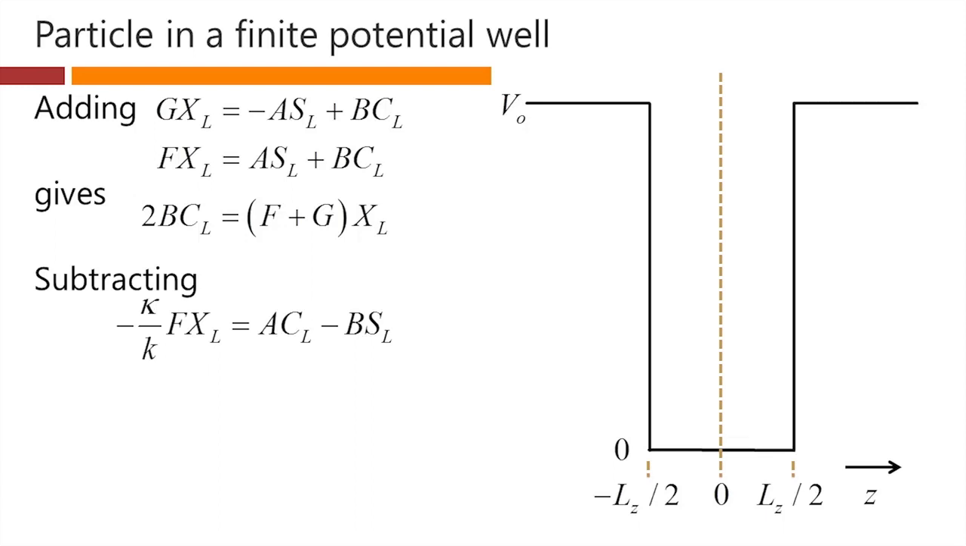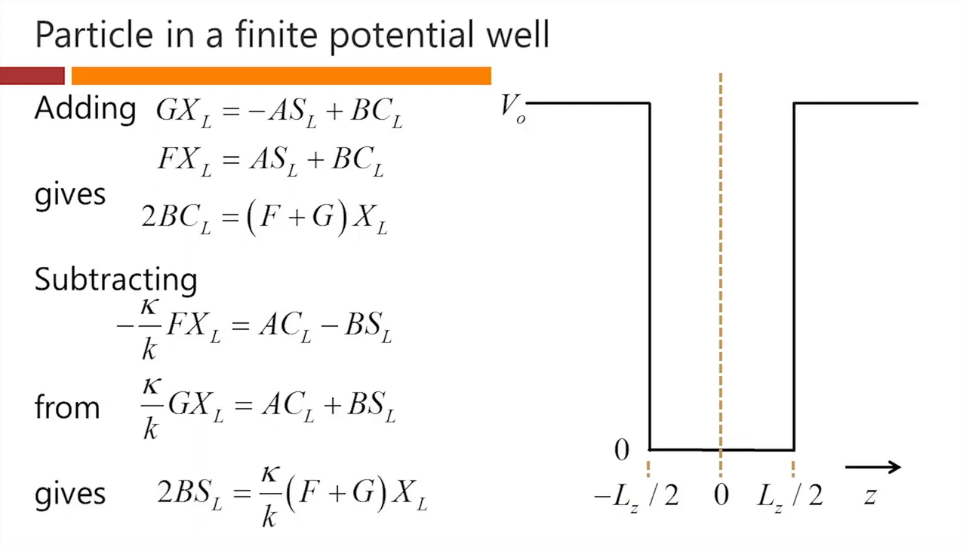Similarly, subtracting one of the continuity of the derivative conditions we came up with from the other one, subtracting this one from this one, these terms are going to cancel out, and we'll be left with 2b sL and kappa over k times (f plus g) times xL.